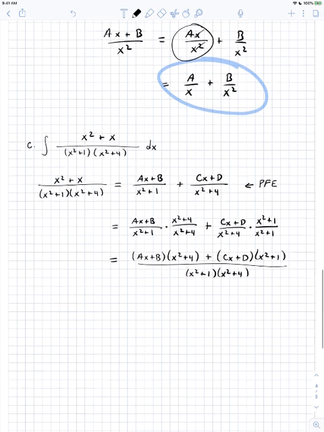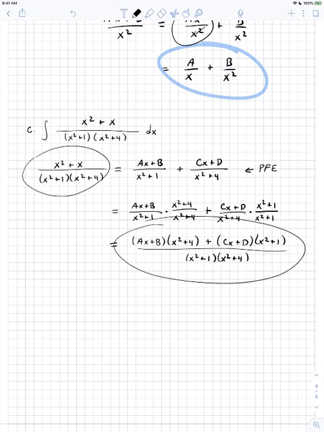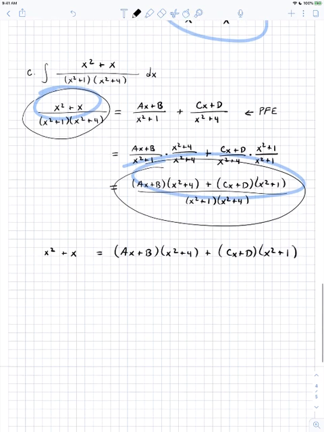So now we need to figure out what all of these a's, b's, c's and d's are, but we can do that. We have two rational functions, two fractions, that are equal to each other, and they have the same denominators. So that means they must have equal numerators as well. So we write it down. x squared plus x is equal to ax plus b times x squared plus 4 plus cx plus d times x squared plus 1, like so.